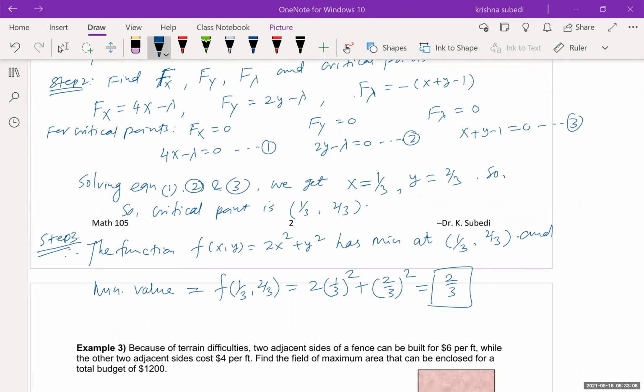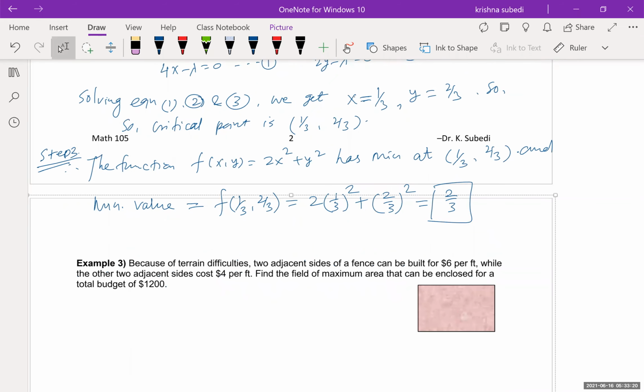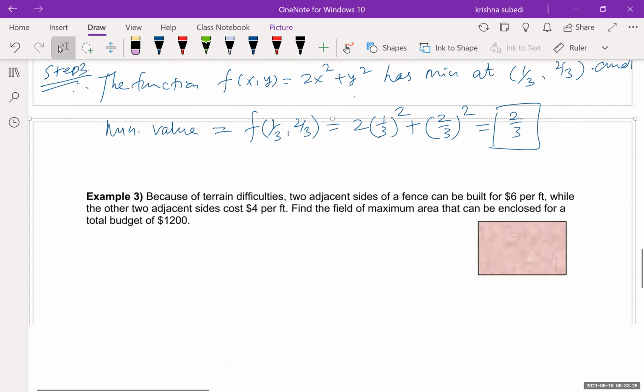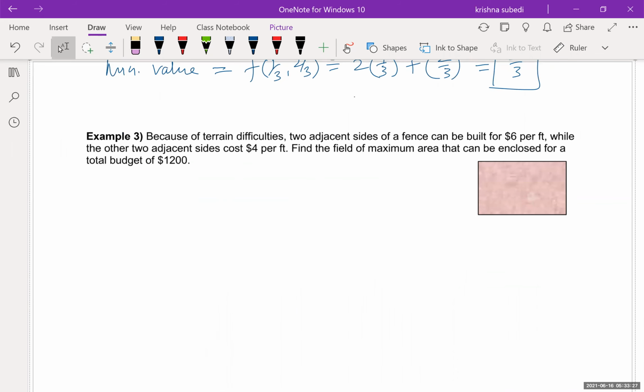So far, we have looked at only pure mathematical questions. Now, let us look at an application question here. Okay, how can we apply this Lagrange multiplier concept to solve real world problems? Let's look at example 3.